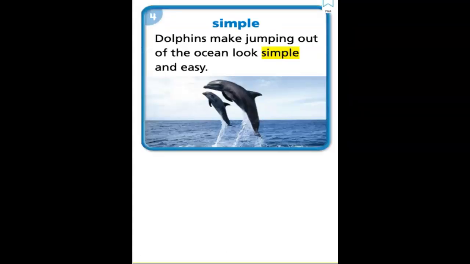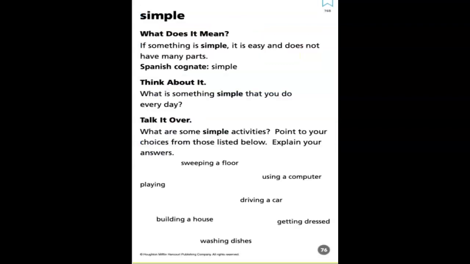Number 4, simple. Dolphins make jumping out of the ocean look simple and easy. What does it mean? If something is simple, it is easy and does not have many parts. The Spanish word is simple. Think about it. What is something simple that you do every day? One example would be brushing your teeth. Talk it over. What are some simple activities?